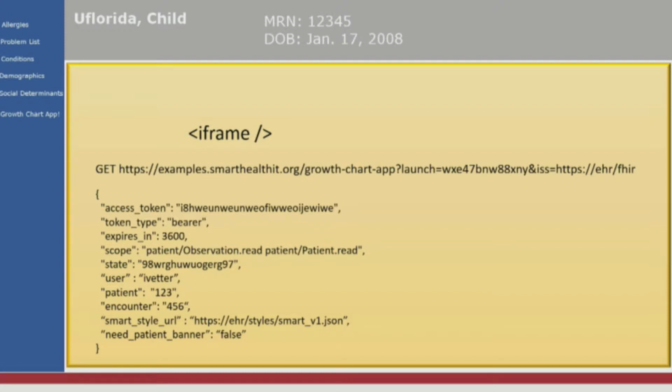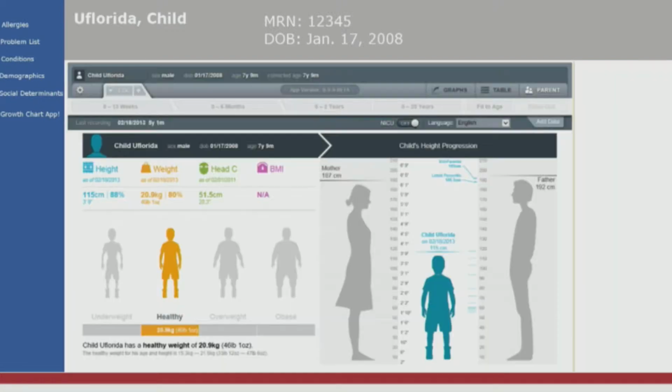There's also these two things. This Smart style URL can point to a little JSON object that contains additional styling information that the Smart app should dynamically use in order to better integrate its UI into its container. And then it also includes this need patient banner Boolean value, which, if you note, is not used in this made-up example. So in this case, this patient banner right here is completely extraneous, right?